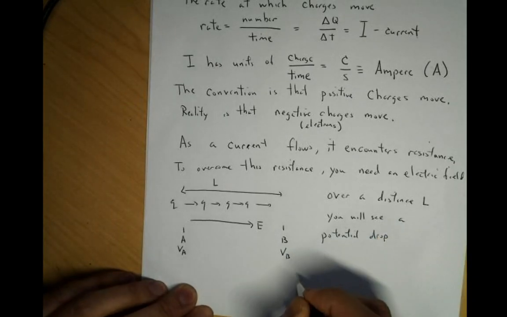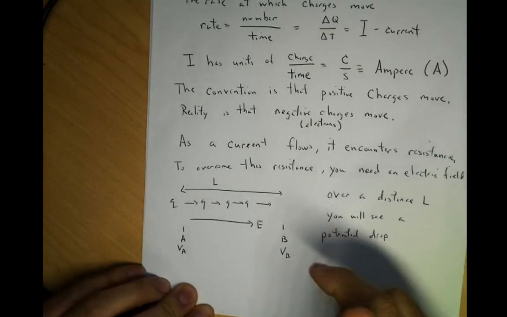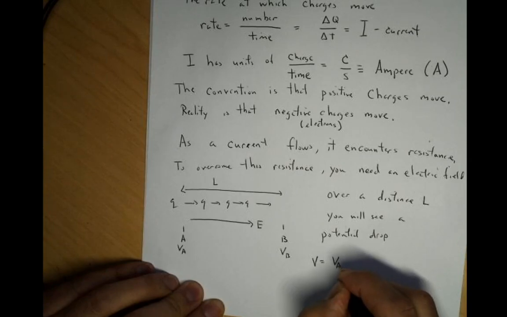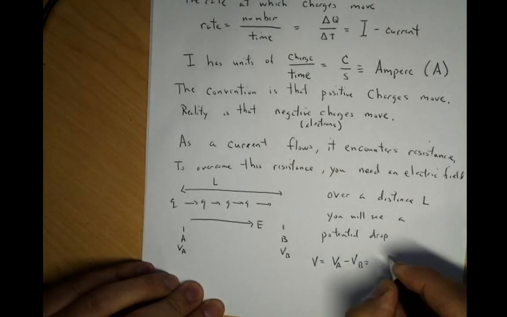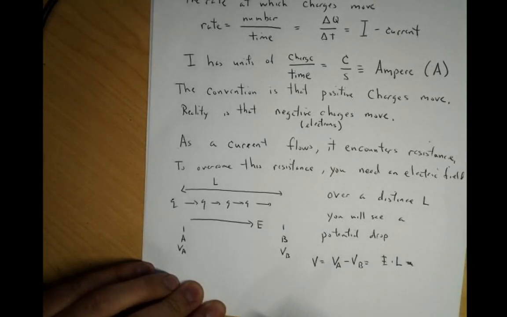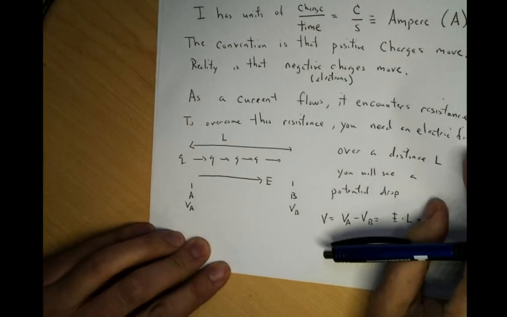What is this potential drop? Well, that's simply going to be V equals VA minus VB. It's going to be basically E dot L, which is going to be V here.